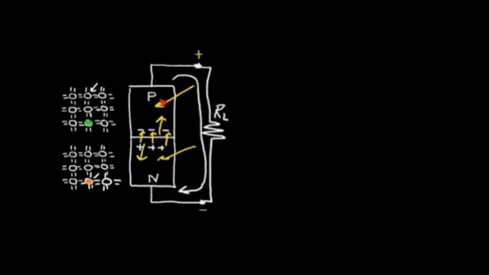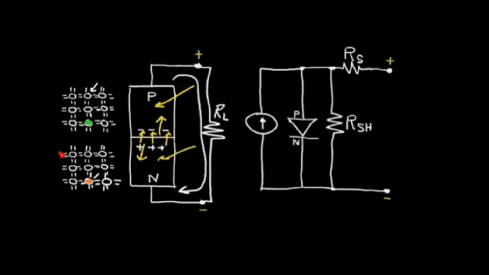So the holes you can think of as flowing positive current this way, and the electrons flow this way. And so we have a net voltage across the cell and current flowing into our load resistor. So let's look at the equivalent circuit for the solar cell. I'm going to turn on some layers here. And this shows the equivalent circuit of the solar cell.